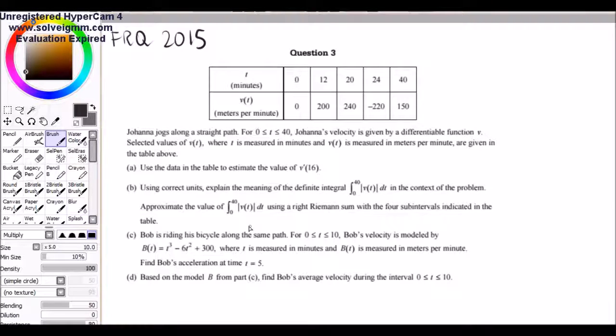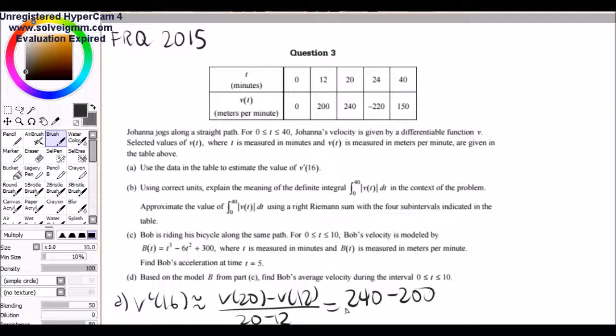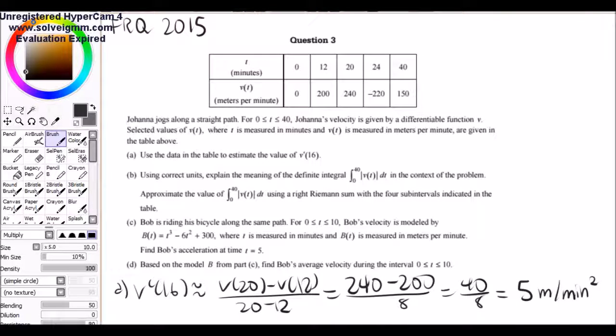For the first part, we can use two surrounding values to approximate v'(16), which in this case is when t equals 12 and when t equals 20. So for part A, v'(16) is approximately equal to (v(20) minus v(12)) over (20 minus 12). We substitute in the values, so we get (240 minus 200) over 8. This is equal to 40 over 8, which is 5 meters per minute squared. This part is only worth 1 point, just for getting an answer.